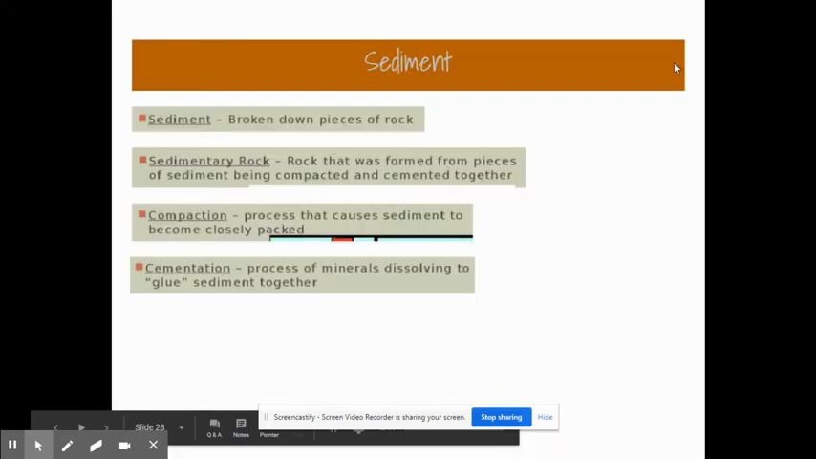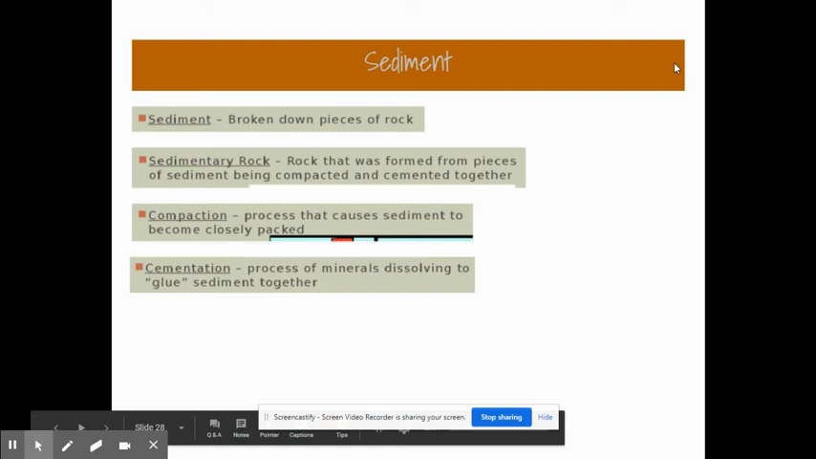Hopefully, we remember that sediment is broken down pieces of rock. We had a day in class where we had two pieces of granite and we rubbed them together, and little pieces of rock broke off or weathered off. And we used a hand lens to take a look at them. So, sediment is broken down pieces of rock. We're making a model of sedimentary rock, and it's formed from pieces of sediment that get compacted and cemented together.